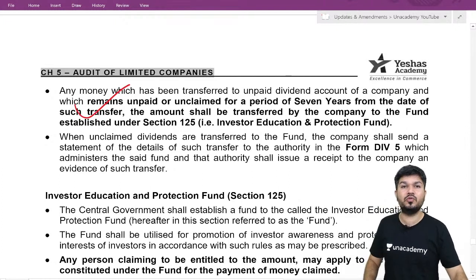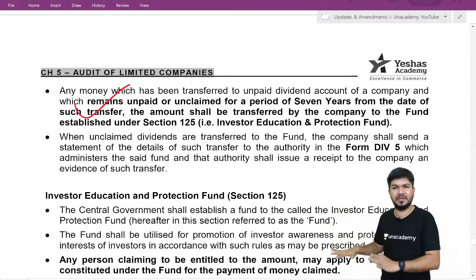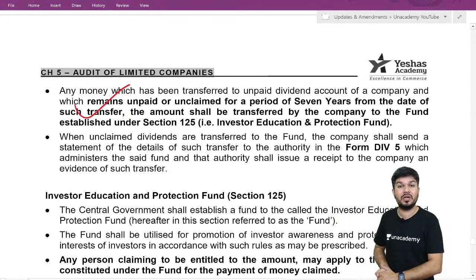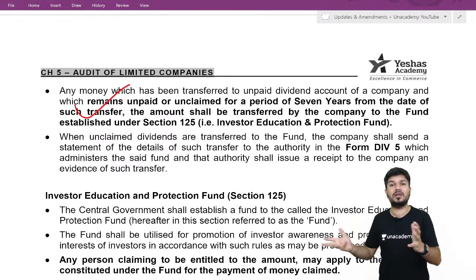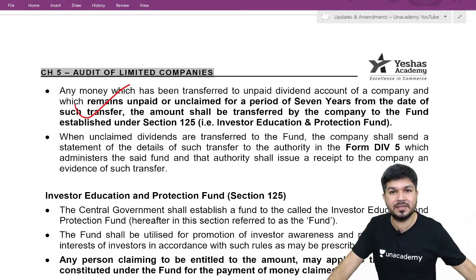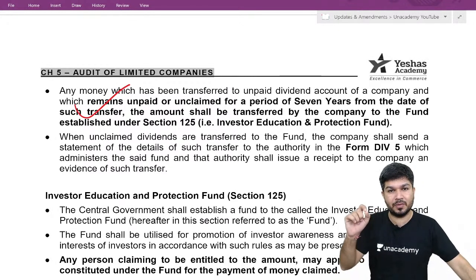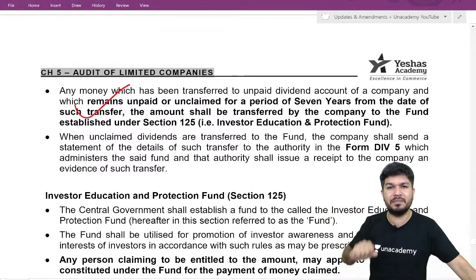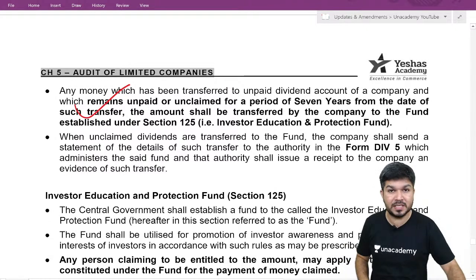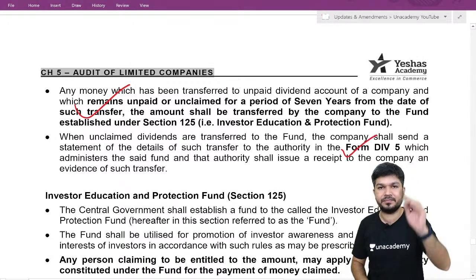Now, sir, what would I do with the money lying in unpaid dividend account? Keep it. Whenever shareholder claims, you give it back. Sir, what if shareholder doesn't claim? After 7 years, give it to IEPF. After 7 years, you give it to IEPF, and when you are transferring it to IEPF, you need to fill a form called Form number DIV5.